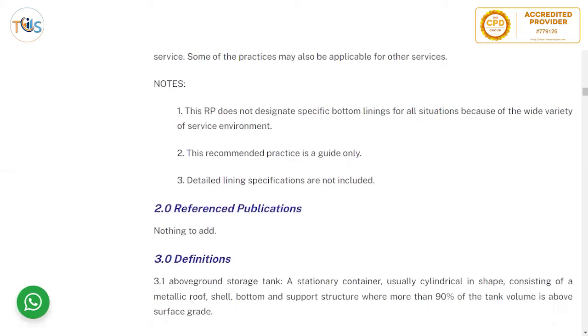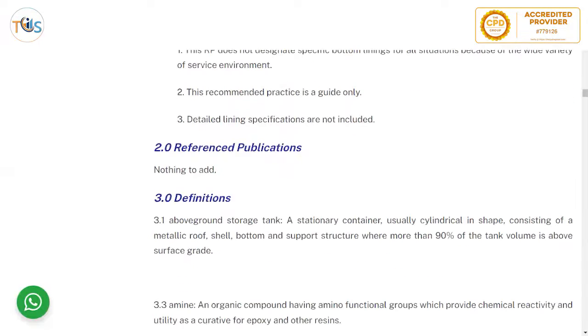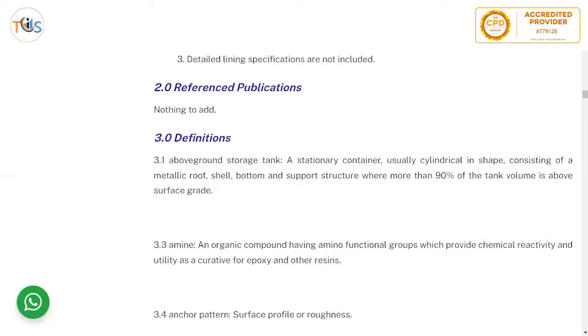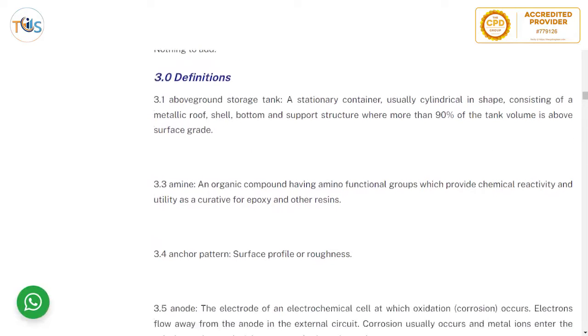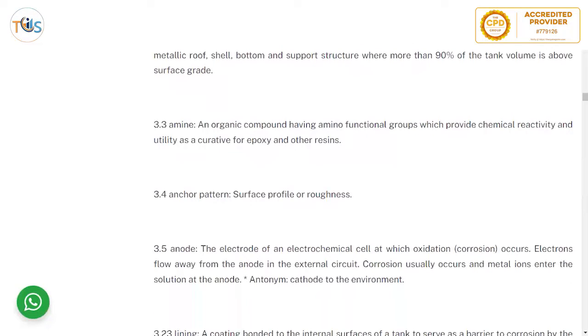Please note that this RP does not designate a specific bottom lining for all situations because of the wide variety of service environments. This recommended practice is a guide only, and detailed lining specifications are not included. There is nothing in the reference publications that you need to remember or refer to during open book, or remember during closed book. Definitions.